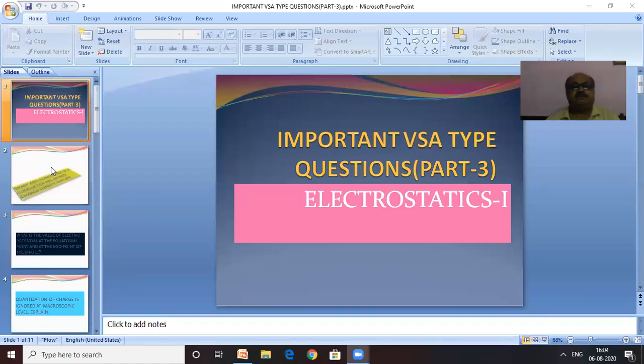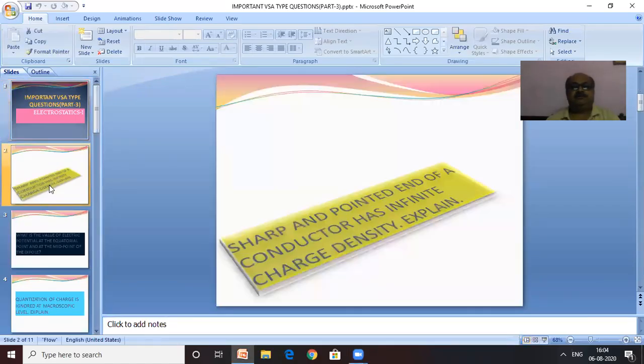Some important questions based on electrostatics. First question is, sharp and pointed end of a conductor has infinite charge density. Explain.